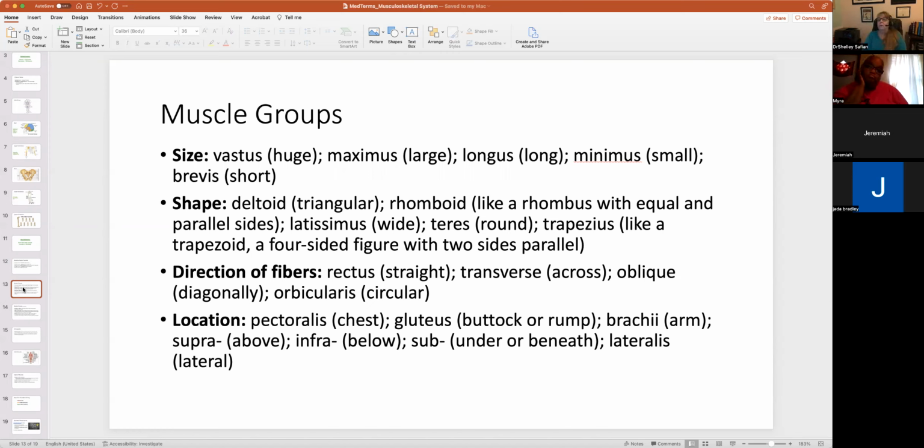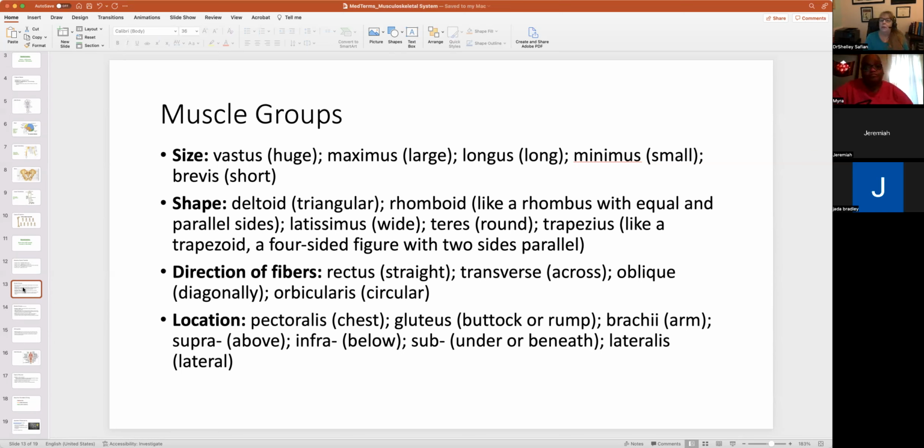Sometimes the muscles are grouped by the direction of the fibers that make up the muscle, and sometimes the muscles are grouped by their location. The pectoralis muscle, the chest muscle. Men particularly like to work the pectoralis, the pecs, right? You've heard that. The glutes or the gluteus muscles, you're behind.